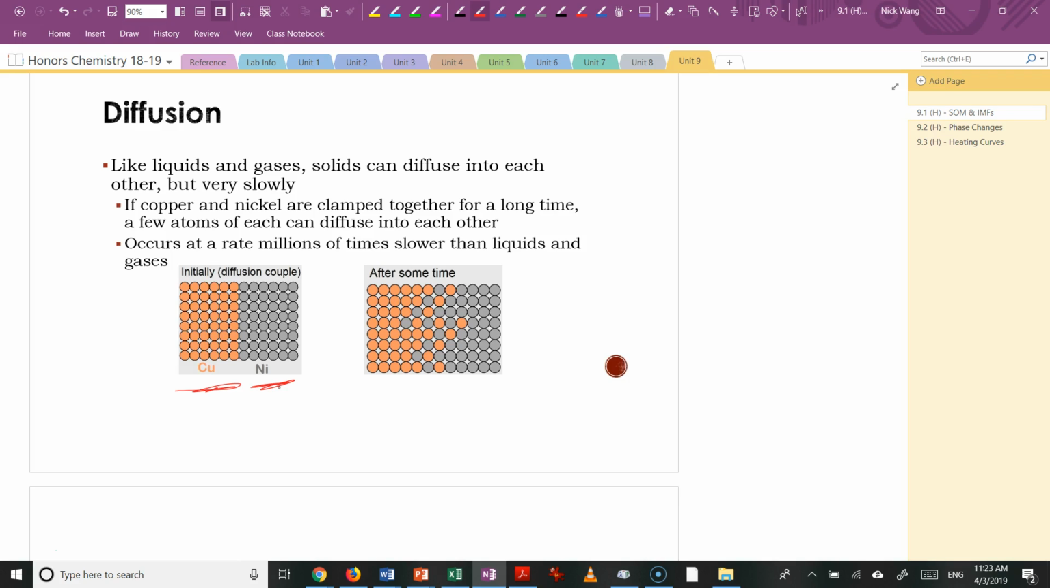And this diffusion, again, is basically saying that these two particles will eventually start to diffuse into each other because they do have some motion, right? That motion is generally limited to vibrations, but sometimes that vibration can be big enough that it swaps places with another one.